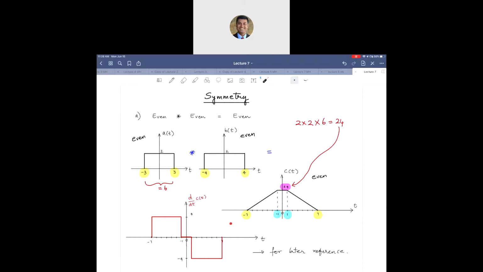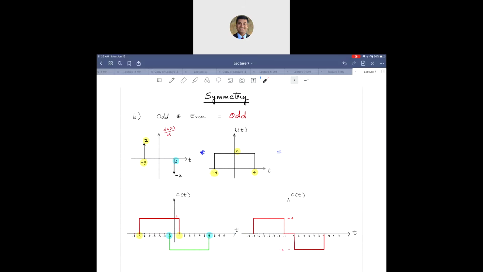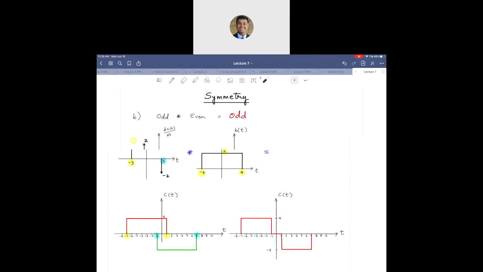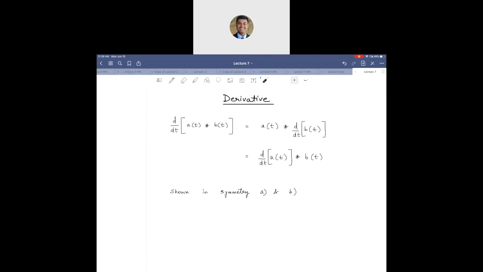So first you convolve, then you differentiate, you get that. Or in property B, we differentiate A of t, so one of the signals, and then you convolve, you get C of t, which is the same as before. So that essentially is a validation of my derivative property, which I described over here.